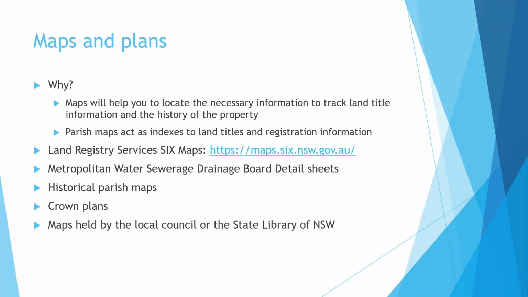And don't forget that the local council or the State Library of New South Wales can also hold maps that we may not get because they might not be government maps, but they might be very useful if it's like a map advertising a new estate being released or something like that. So they can be useful sources of information too.